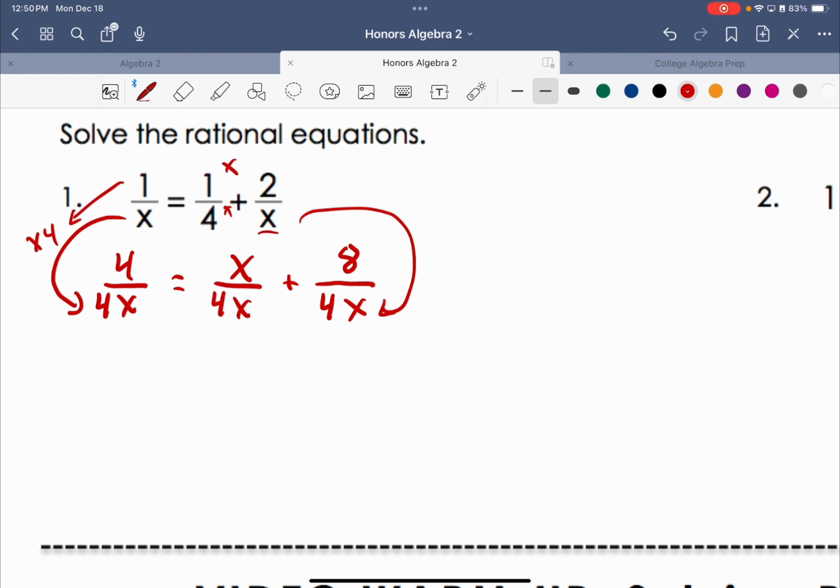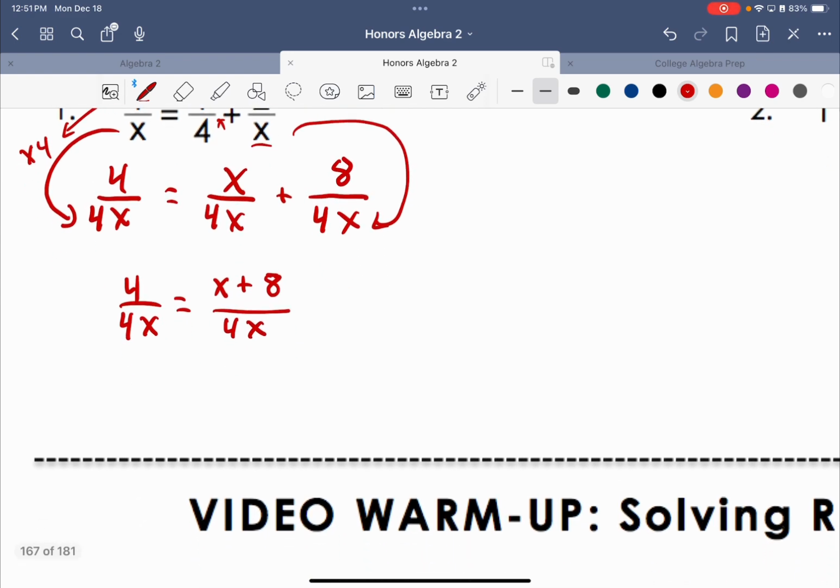Okay, so now that we have all the denominators the same, we're going to go ahead and perform the operation. So 4 over x, can't really do anything with this, but I've got x plus 8 that I can rewrite this left-hand side as x plus 8 over 4x, and just combine those terms by adding like we did last Thursday and Friday. Now, we have two essentially fractions that are equal to each other.